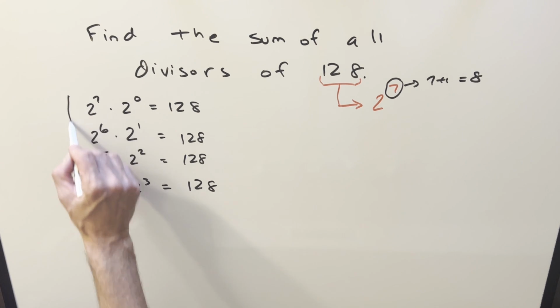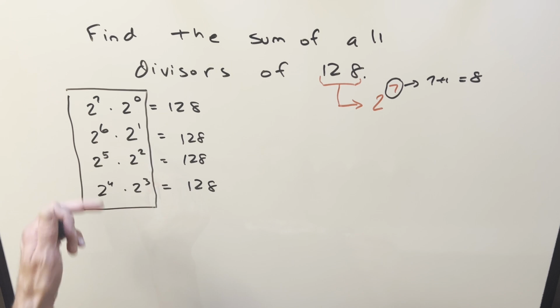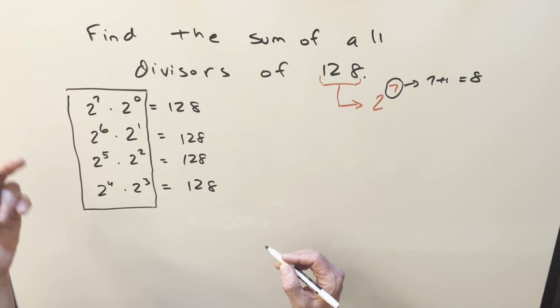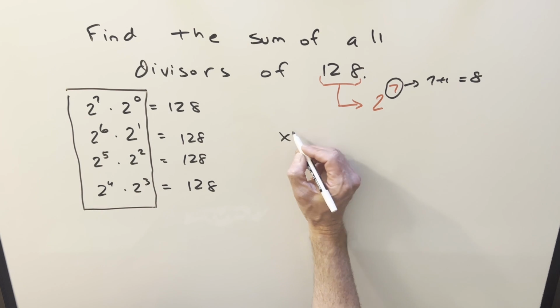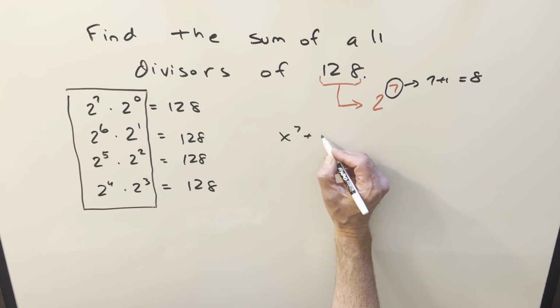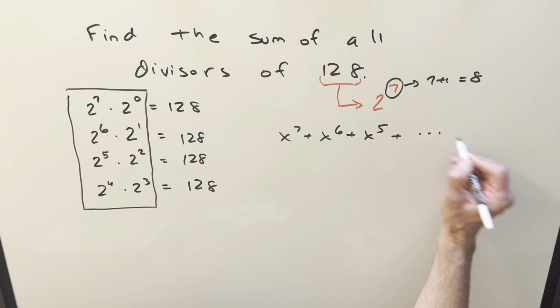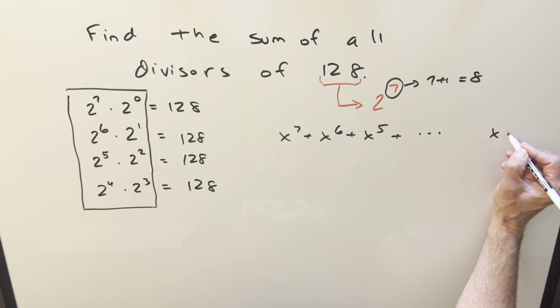All we need to do is take all these numbers and add them up. Of course, we could just punch them into a calculator and get our total, but we don't really want to do it that way. Instead, to generalize this, think about it as an x. So if we have something like x to the 7th plus x to the 6th, all the way down to x to the 0, or 1.